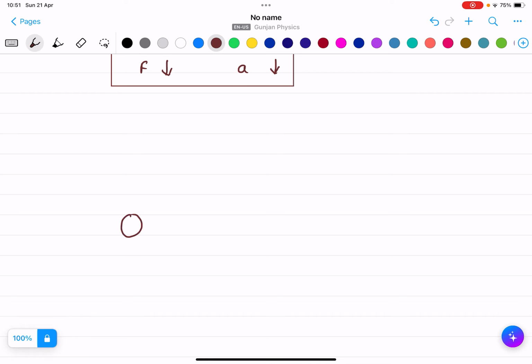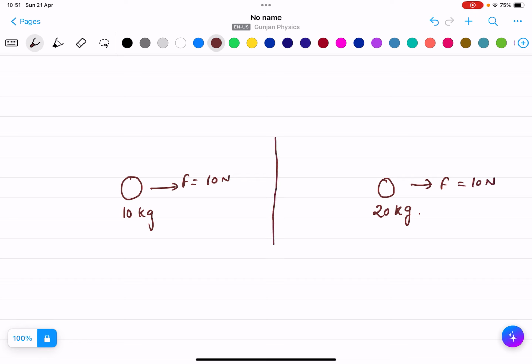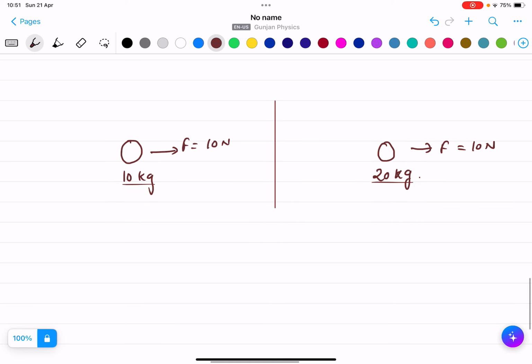There is a ball. Suppose this ball is 10 kg, and now there is a ball of 20 kg here, right? But now the force I am applying is 10 newtons, and here also the force I am applying is 10 newtons. I am applying the same force, but now the mass is different. It is 10 kg, it is 20 kg. What do you say now?